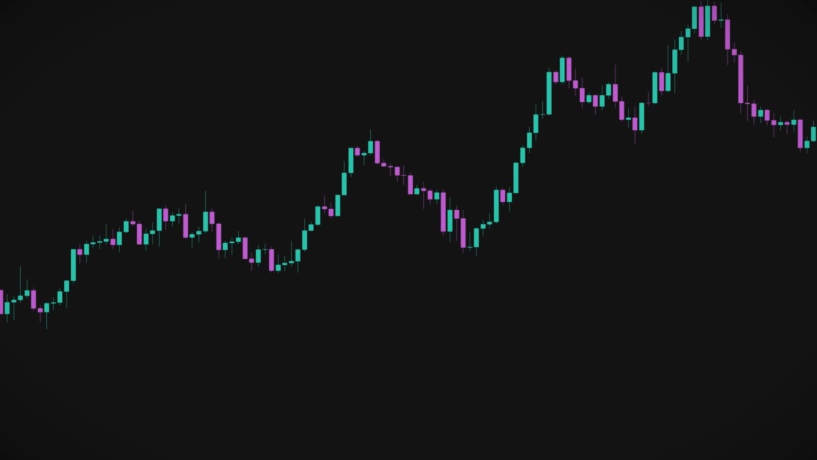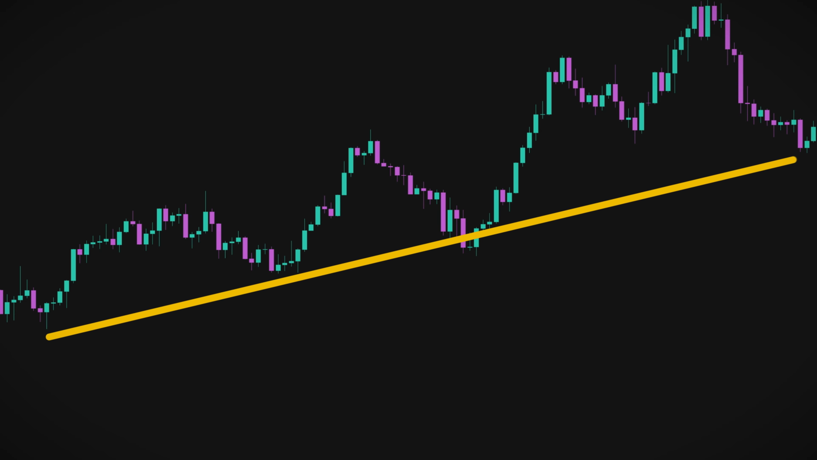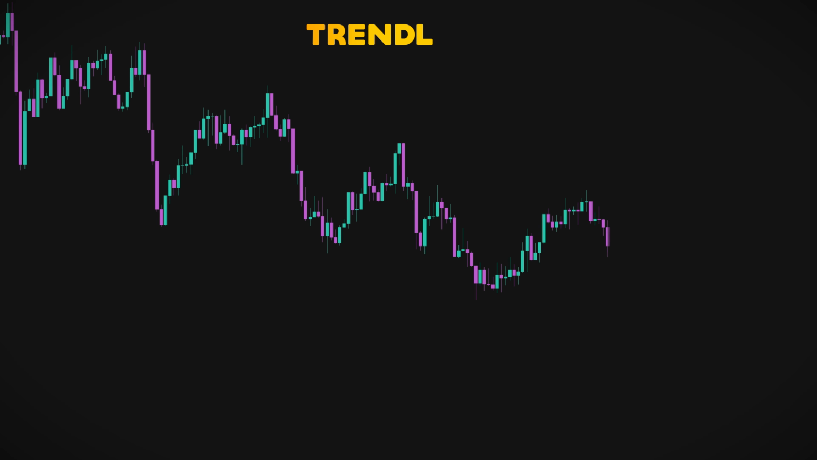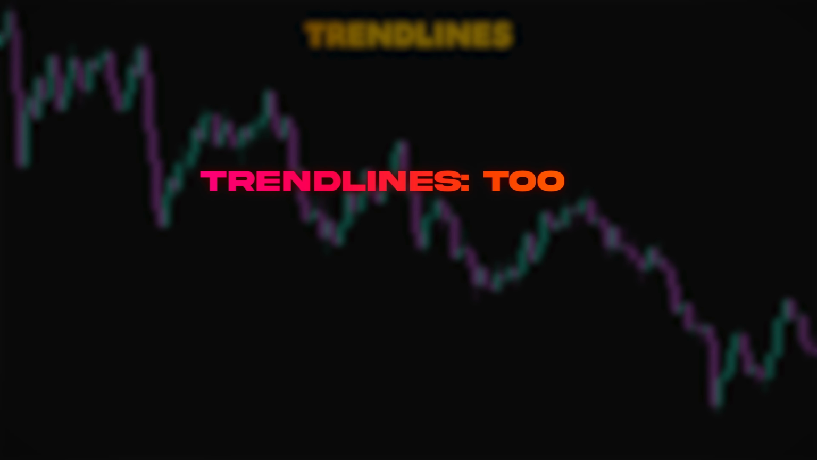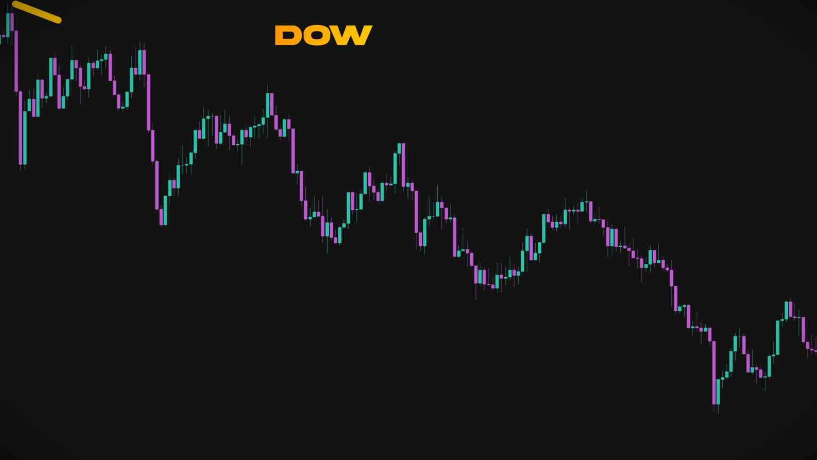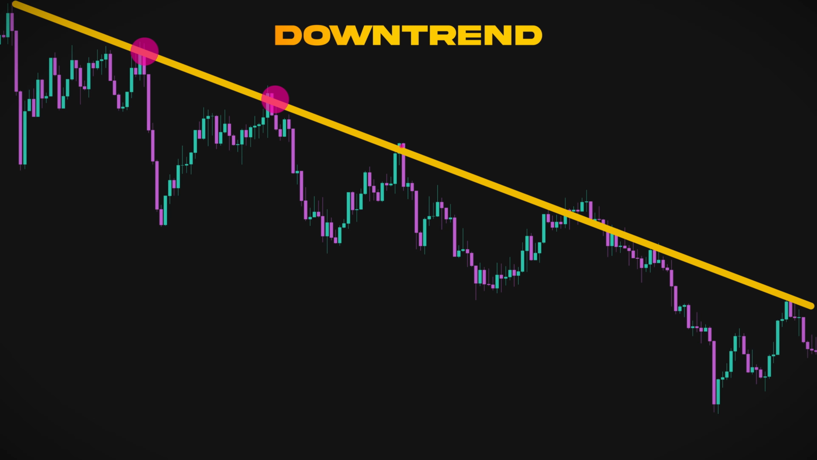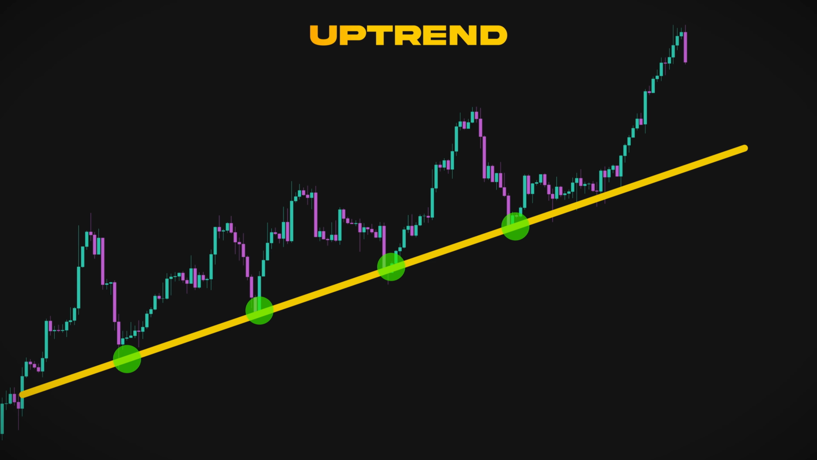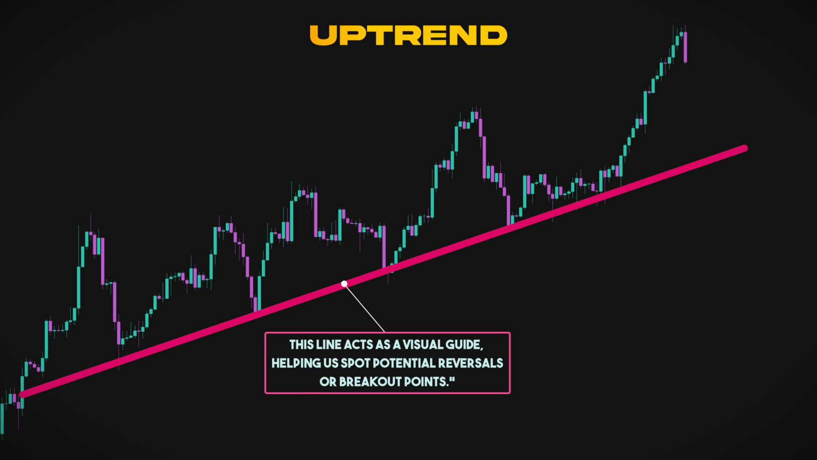Now, let's look at the fourth strategy, combining trend lines with the MACD to increase trading accuracy. Before we dive into the real example, let's quickly revisit the concept of trend lines. Trend lines are tools traders use to identify and follow the direction of a trend. In a downtrend, we draw a line by connecting two or more lower highs, while in an uptrend, we connect two or more higher lows. This line acts as a visual guide, helping us spot potential reversals or breakout points.